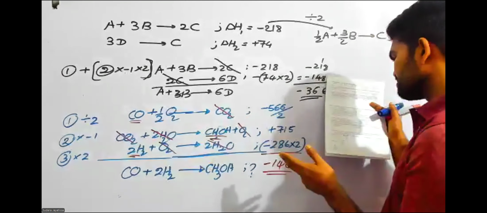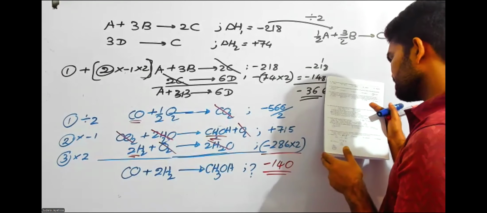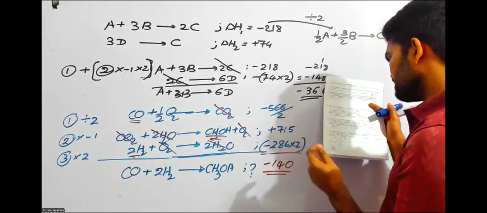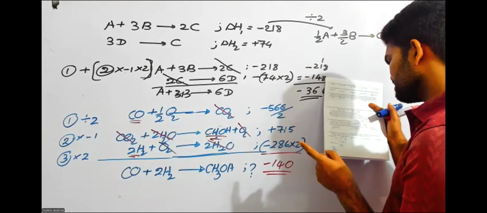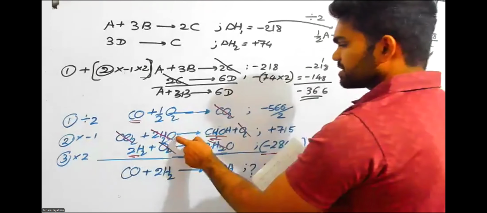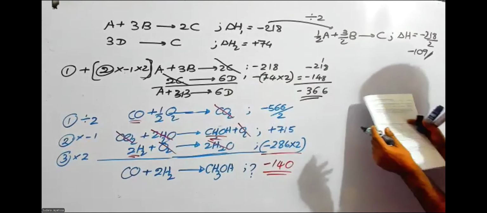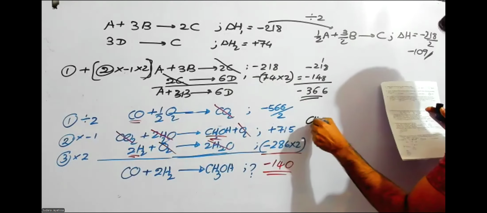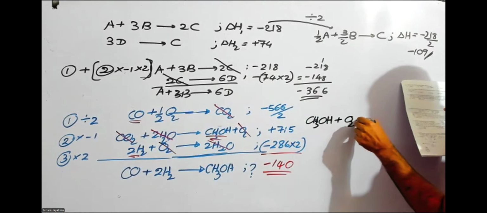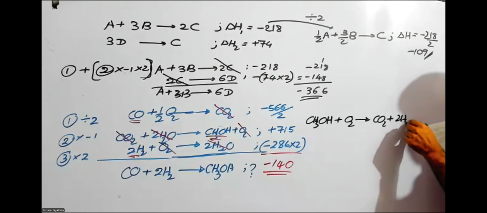Carbon dioxide, 2 water, CH3OH, and oxygen here. That's the mistake. Here, oxygen is not balanced in the given equation in the question. That's why oxygen is not getting cancelled. CH3OH, that's a mistake in the paper. It's not O2, carbon dioxide, then 2 water.